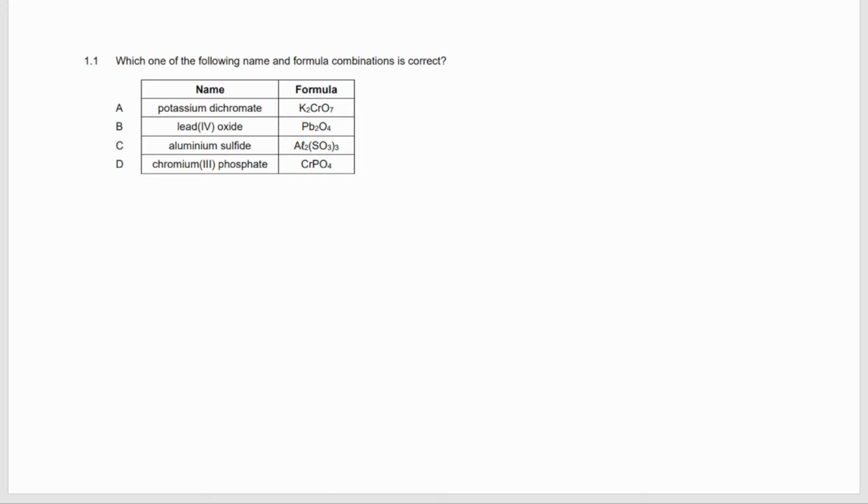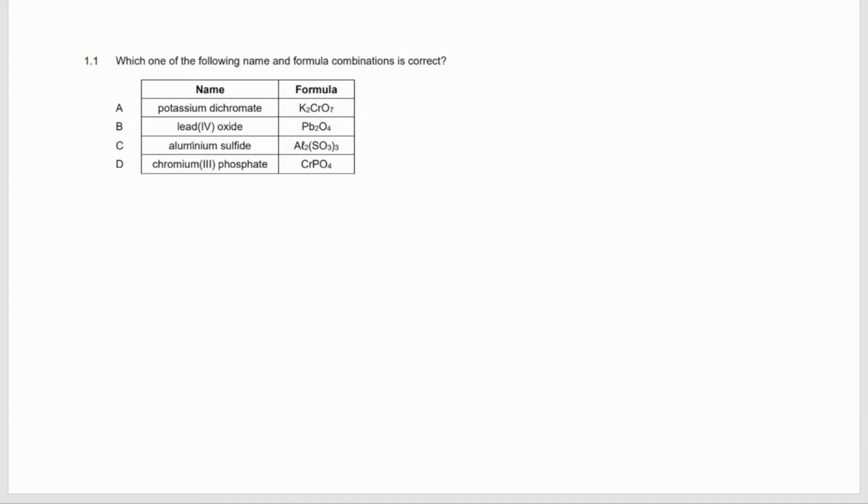Okay, question 1.1. They say give the name, so which one of the following name and formula combinations is correct? All right, so we're going to have to know our polyatomics and things like that. So if we have a look, potassium dichromate.